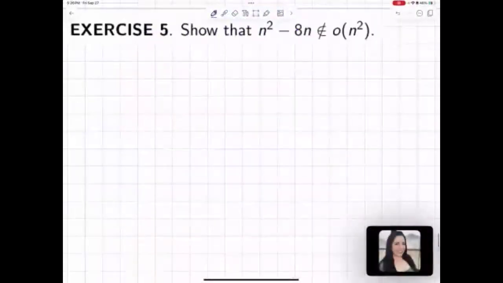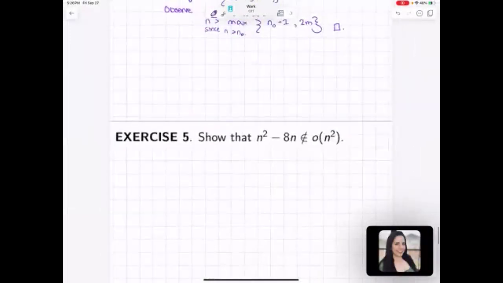Hello and welcome back. We are taking a look at exercise number 5 here. We're going to show that n squared minus n is not in the set of little o of n squared.